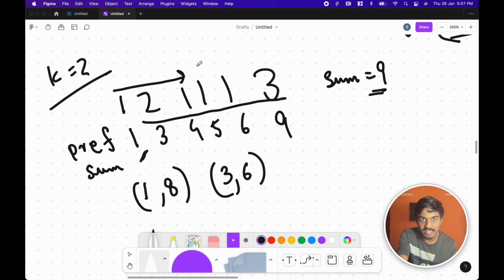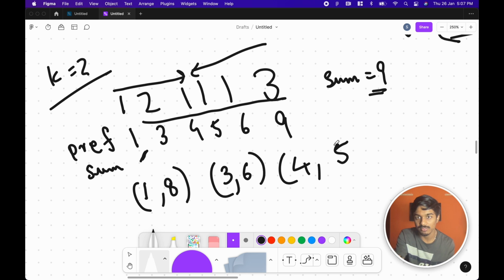We go till here, and what is this sum? 1 plus 2, 3, 4. That is what we have written. 4, 9 minus 4 is 5. 9 minus 4 is nothing but the sum of these elements. So it is 1, and so on you can do.